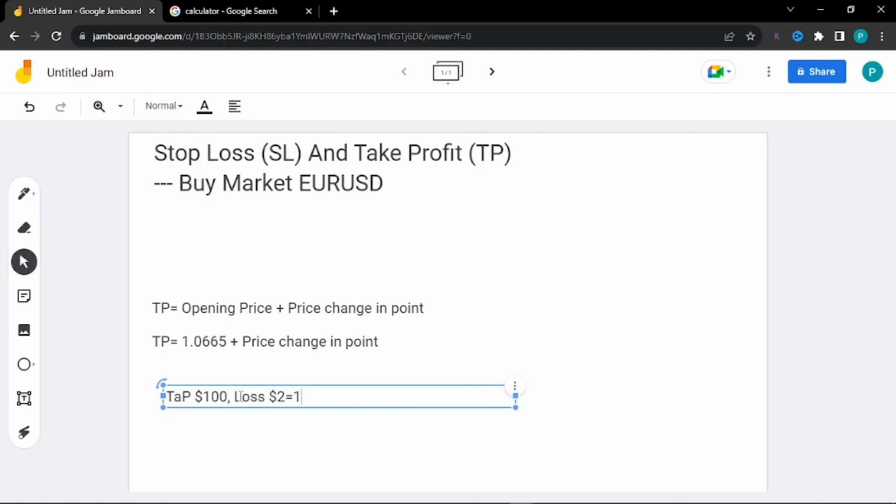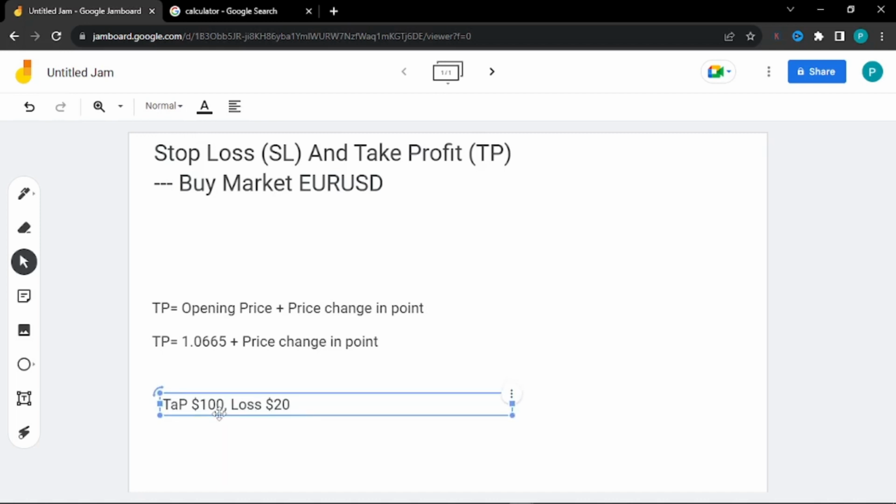So this is a trade of, okay, let me just use $20 because you don't want to lose much. So let me say the loss here is $50 and then your target profit is $100. Now you've actually gotten this information, but how then do you know where to put your take profit and your stop loss? So here this calculation comes in.